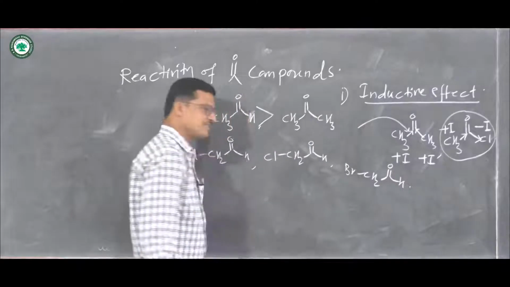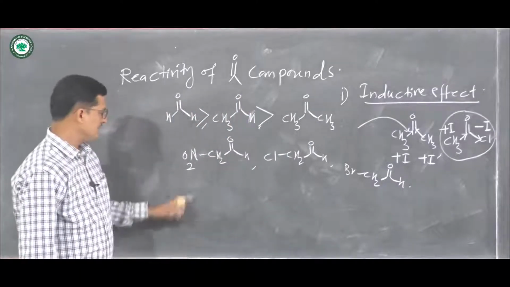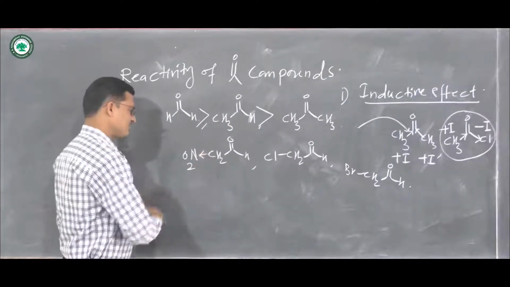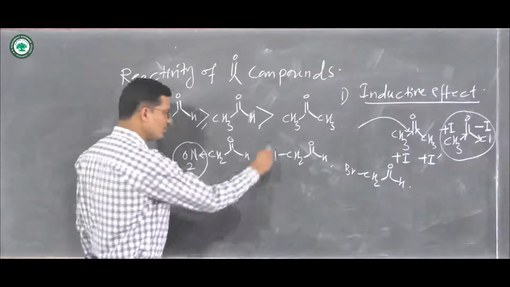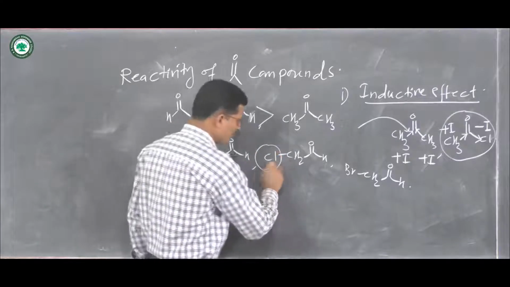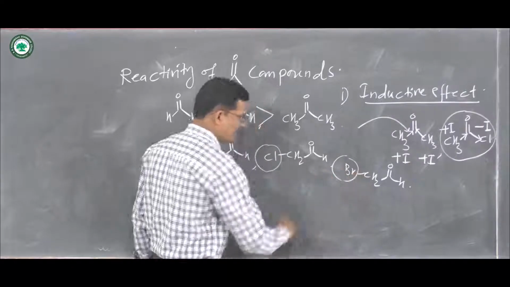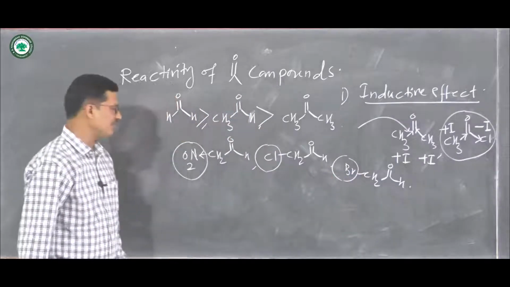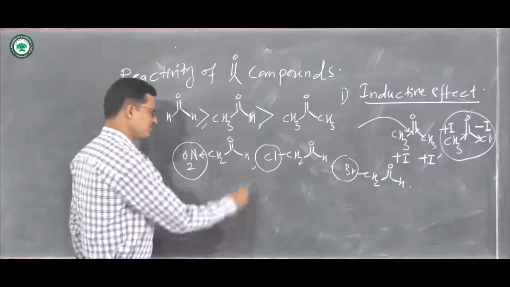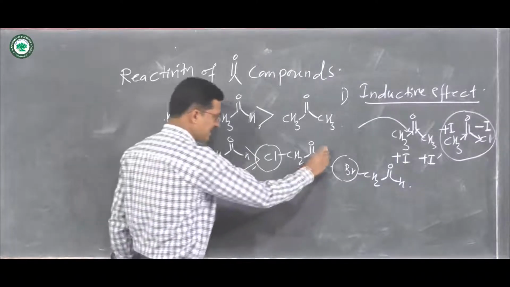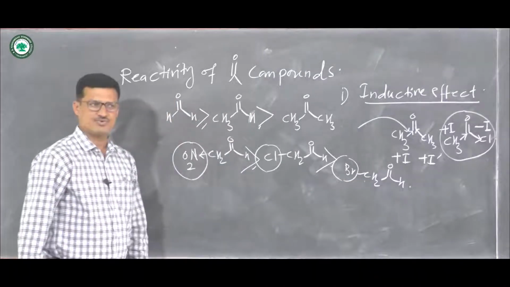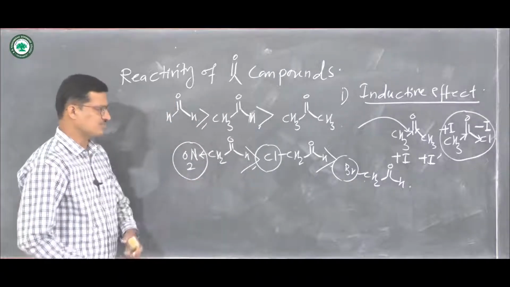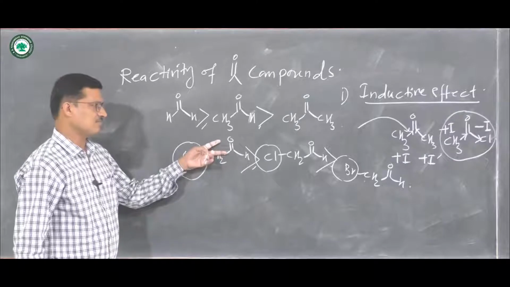So suppose we compare the reactivity of these three compounds. Nitro is a more powerful electron withdrawing group than chlorine, and chlorine is more powerful than bromine. So what is the trend of reactivity? Here the first compound is more reactive than the second compound, and the third compound is the least reactive towards nucleophilic addition reactions at the carbonyl.